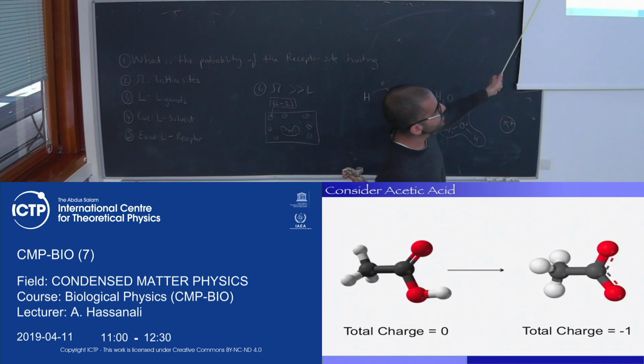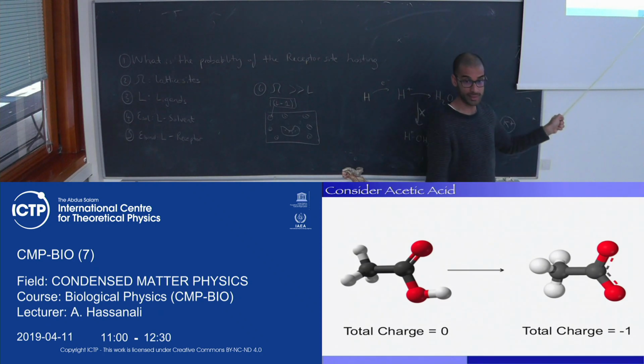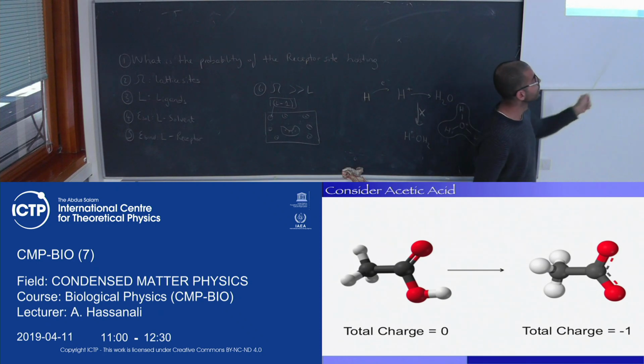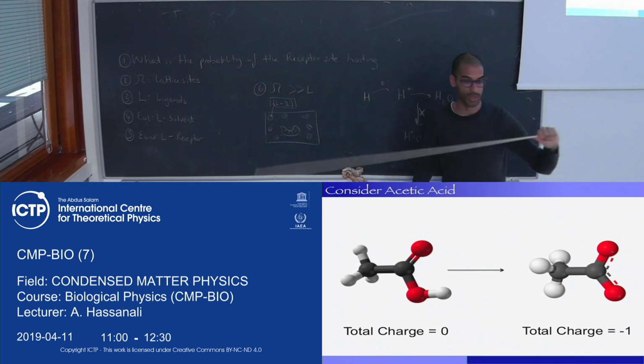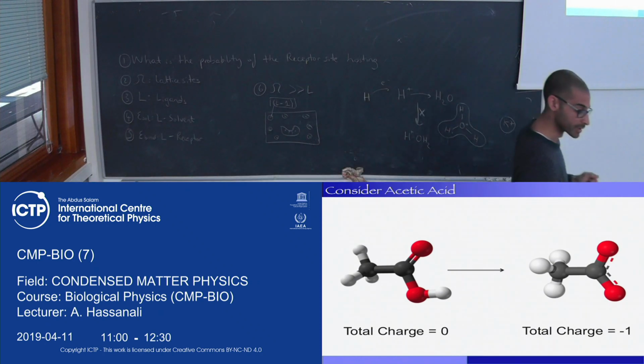This is an example. This is acetic acid. In this case, the total charge is 0. When I put it in water, it can dissociate, and when it dissociates, it loses a proton, and so the total charge of the system is -1 now. The reason we emphasize acid-base equilibrium so much is because it changes the electrostatics a lot, and this, you should know by now, will affect the stability of your protein.